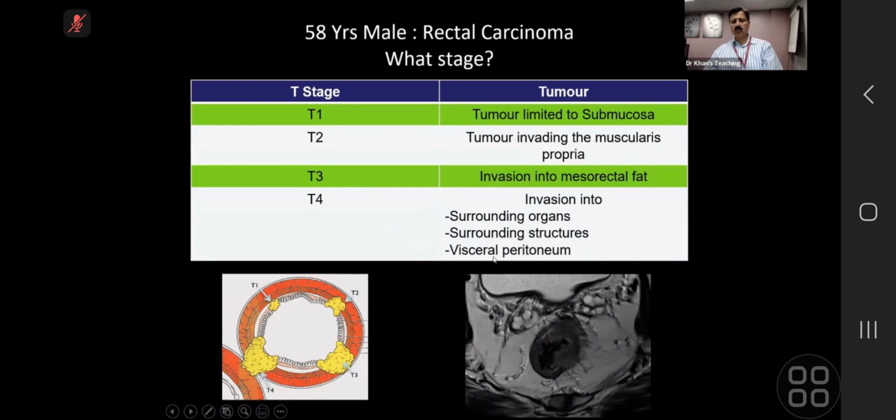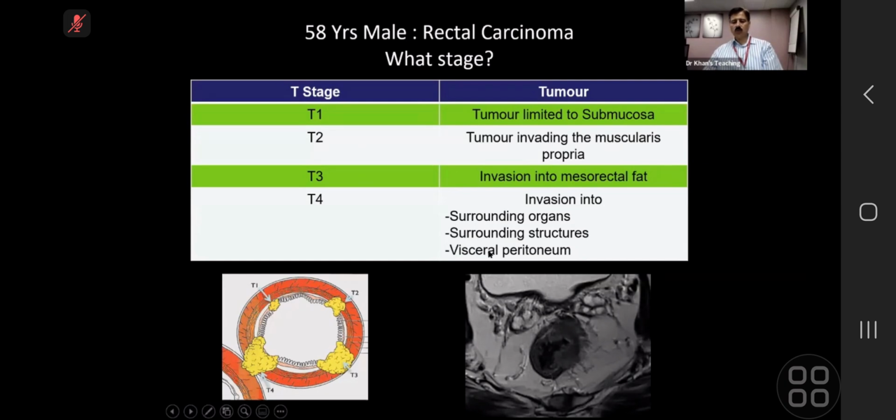So this question is asked in MDT. If you do an MDT with the surgeons at times where there is a high tumor in the rectum, this is what they are going to ask you. Is it superior to the peritoneal reflection or not?